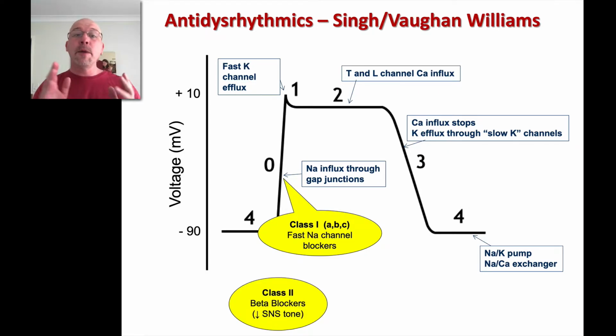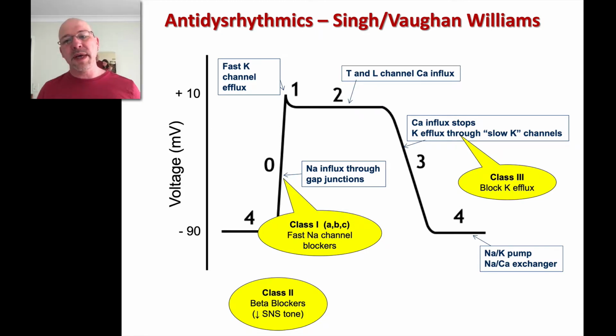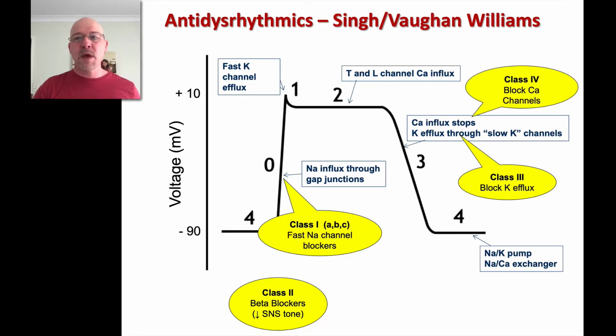Class 2s are beta blockers, and we talked about beta blockers in the last lecture when we talked about the noradrenaline jumping into the beta 1 receptors on the cell wall of the myocytes. So beta blockers are considered class 2 antidysrhythmics. Class 3 block the efflux of potassium in phase 3. Class 4 are calcium channel blockers.